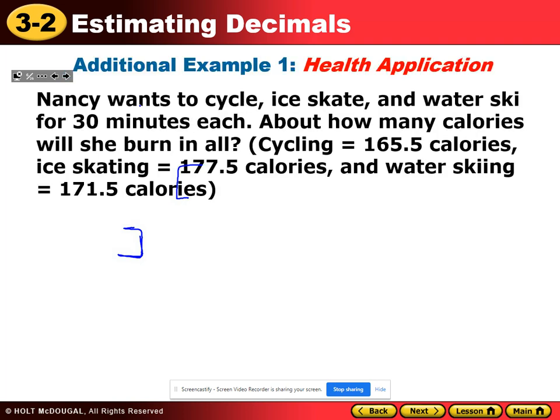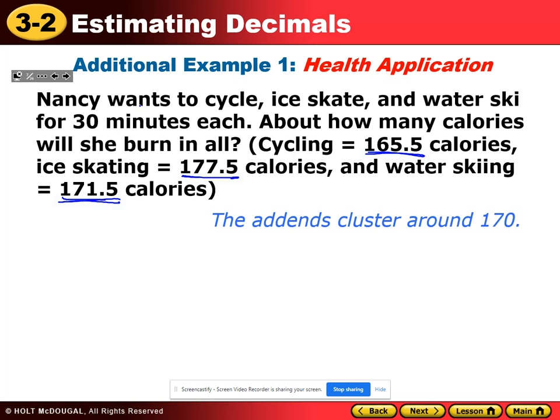All right? So here is an example. Nancy wants to cycle, ice skate, and water ski for 30 minutes each day. About how many calories will she burn in all? Cycling, you burn these calories. Ice skating, you burn these calories. And water skiing, you burn these calories. So we know that if we're going to find the total, we would have to add them all together. As we look at these, we can see they're all kind of around the number 170.